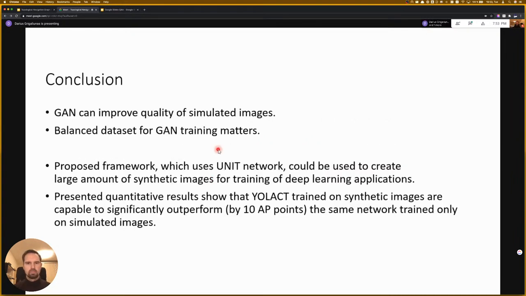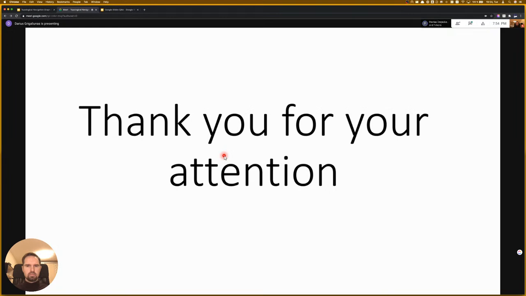So to conclude, GAN can improve the quality of simulated images, but you need to remember that you need to balance the data set which is used for training GAN, as you saw with an example in the city environment and cars. And you can use this proposed framework, which uses a Unit-T network, to create a large amount of annotated images which can be used to train other deep learning networks. This can be object detection, instance segmentation, even image depth, or other things. Thank you for your attention, and if you have questions.